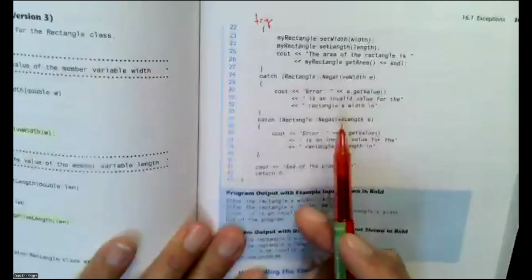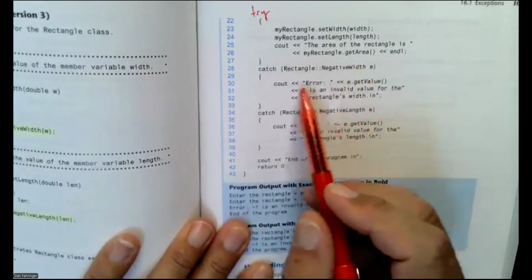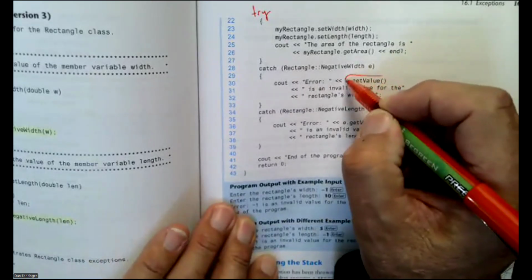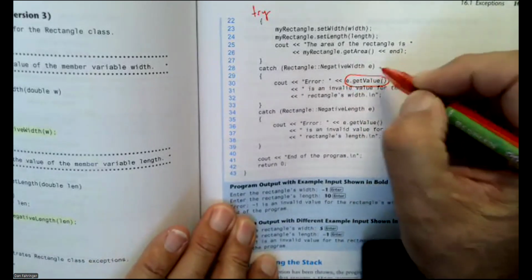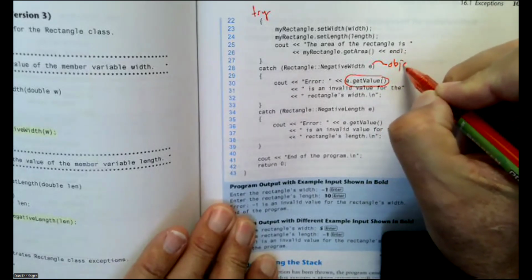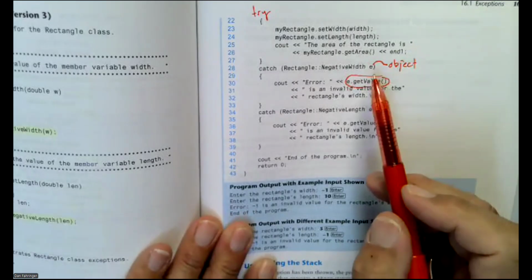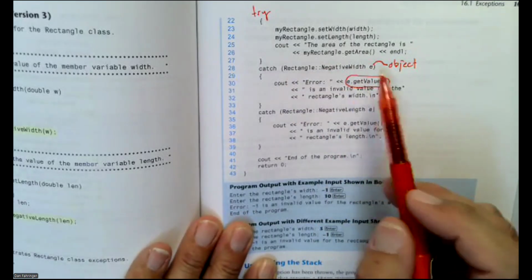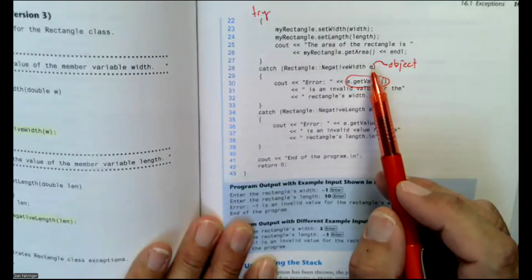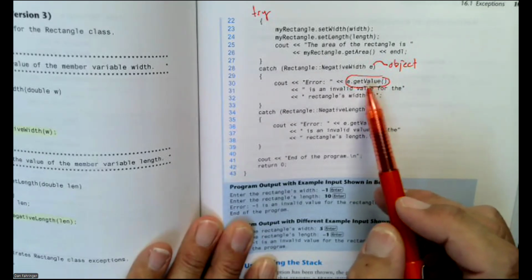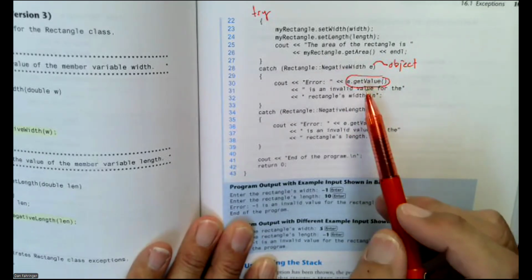What happens once I catch it? I come in the catch and I go to print out a message and, oh, look at this. This guy right here is an object. When I catch the negative width, this time I'm catching an object. I'm going to use that object so I can get the function that was in negative width.